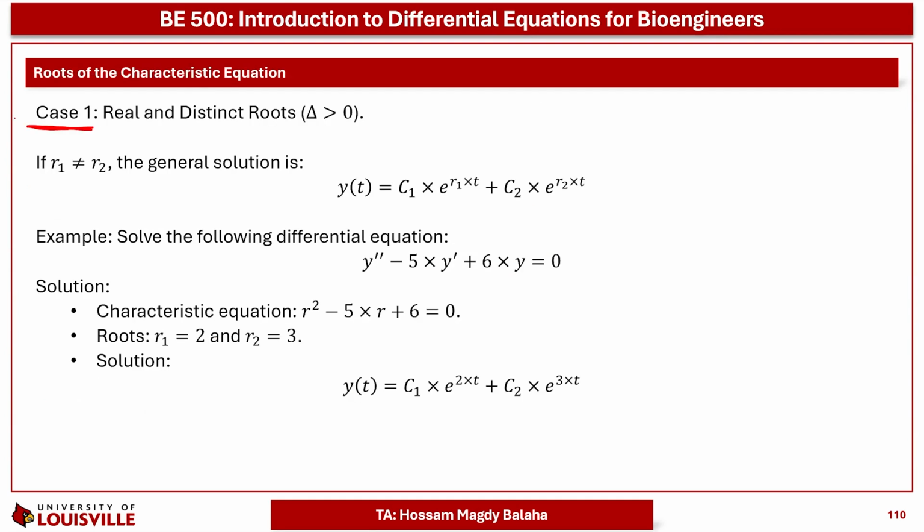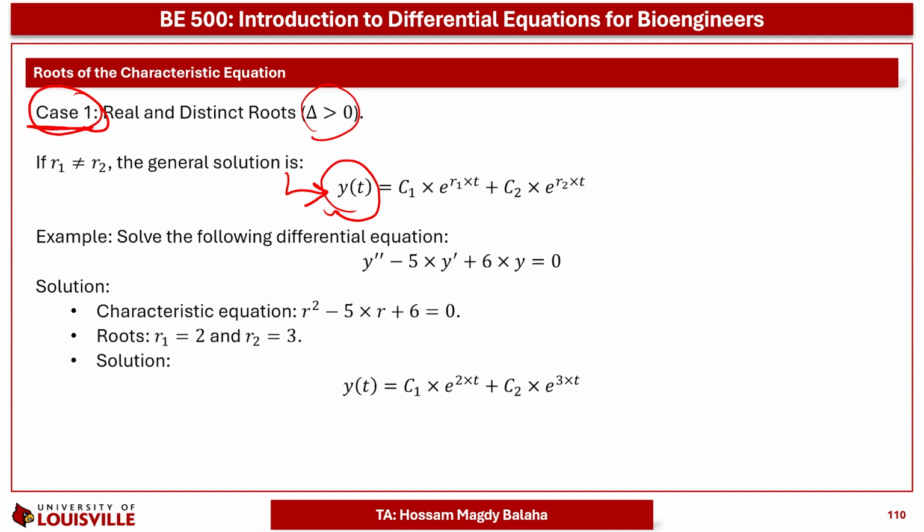So in case 1, which is real and distinct roots, the discriminant is above 0. Simply, R1 and R2 are different. So in this case, the general solution will be C1 multiplied by the exponential of R1 multiplied by t, plus C2 multiplied by the exponential of R2 multiplied by t. So based on the general solution, we can solve the homogeneous differential equation with constant coefficients under case 1. And if you have initial conditions, we will find the values of C1 and C2. And in this case, you will get y of t. It's our aim to get y of t so that we can plot the function and interpret it.